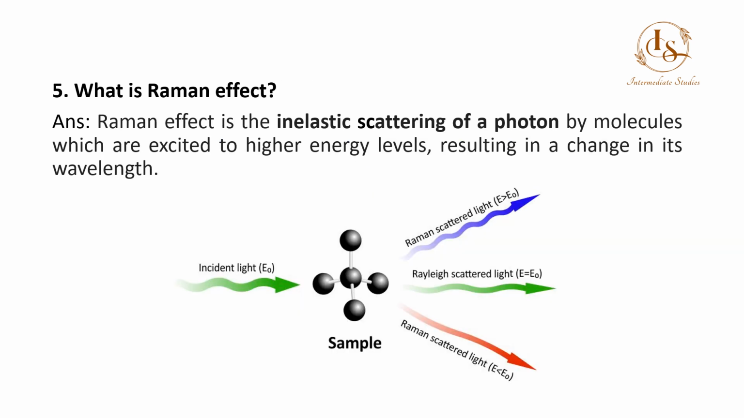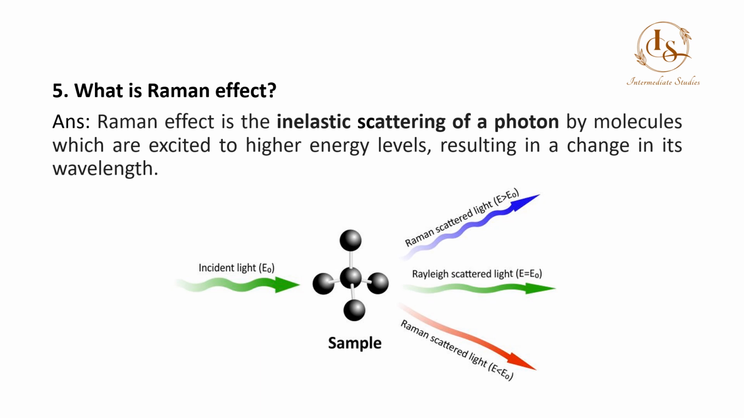Fifth question. What is the Raman effect? Raman effect is the inelastic scattering of a photon or light by molecules which are excited to higher energy levels, resulting in a change in its wavelength. We already know the Raman effect is nothing but the scattering of light by molecules when they are excited to the higher energy levels, which means from lower energy levels to the higher energy levels. If you see the sample image, we can observe some difference in wavelength. Here, the incident light wavelength is the same as the emitted light wavelength. So E is equal to E naught. Here, the energy is also the same for both incident and emitted light.